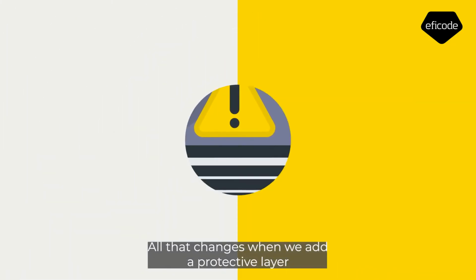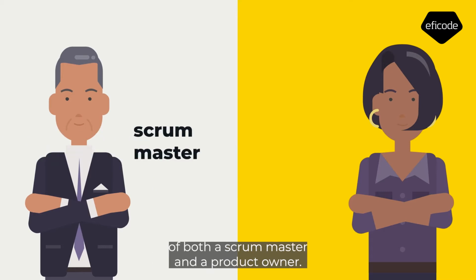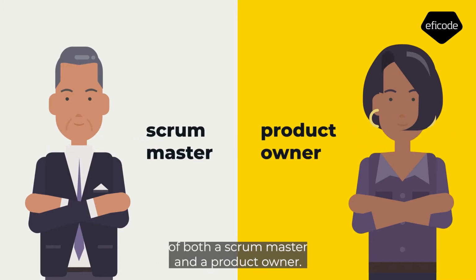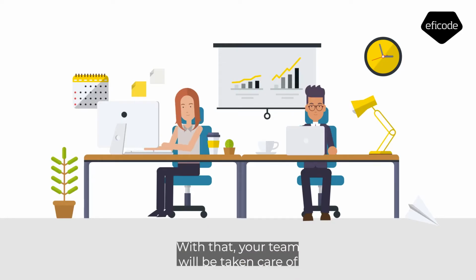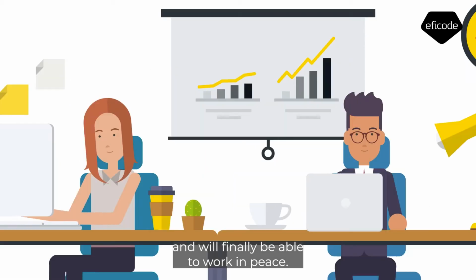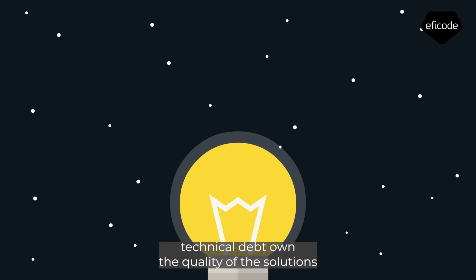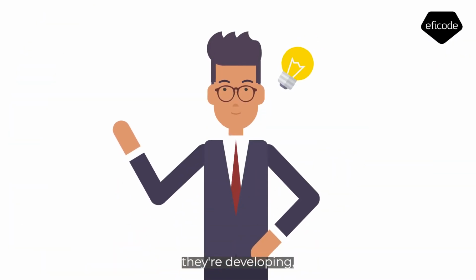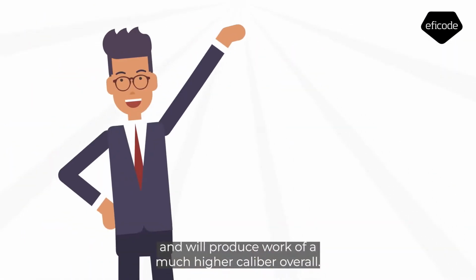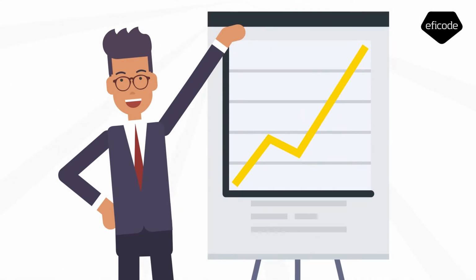All that changes when we add a protective layer of both a Scrum Master and a product owner. With that, your team will be taken care of and will finally be able to work in peace. They're more free to consider technical debt, own the quality of the solutions they're developing, and will produce work of a much higher caliber overall.